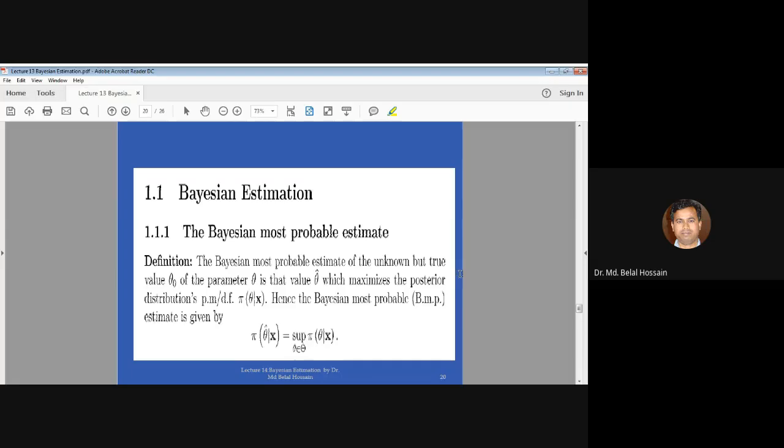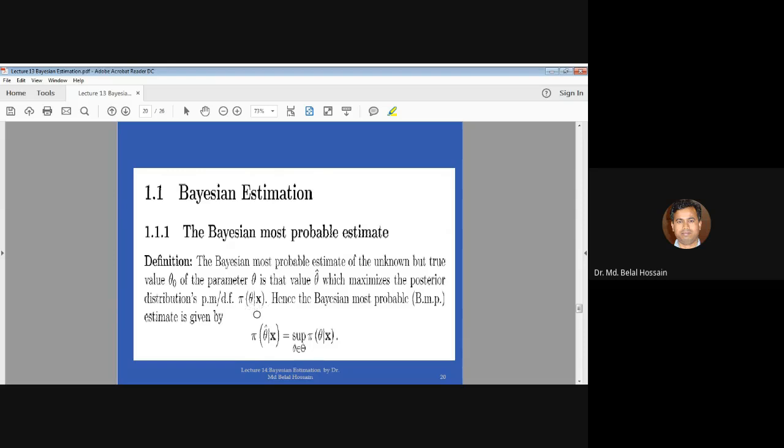First, we want to define this Bayesian estimation. That Bayesian estimation is also called the Bayesian most probable estimate of the unknown but true value theta 0 of the parameter theta, that is the value theta hat that maximizes the posterior distribution's probability mass function or probability density function phi of theta given x. You see, if you closely see this, they call it Bayesian most probable estimate of theta. But this is theta given x, not x given theta.